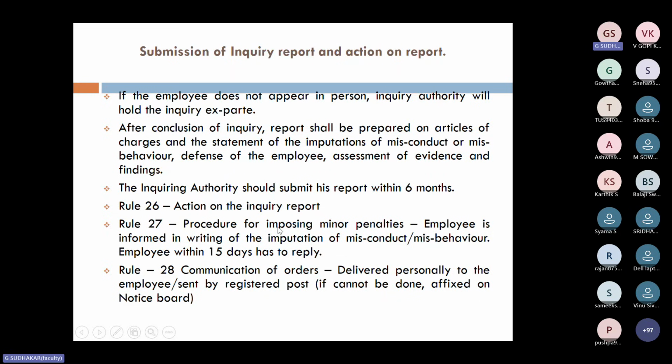So the charge sheet has to be delivered to the charge-sheeted employee at any cost, even by registered post, or if he is not accepting the post, put it on the notice board of the office and paste one copy of the charge sheet at the residence of the employee. So these are all the possible chances of making that employee acknowledge that he has committed these charges.